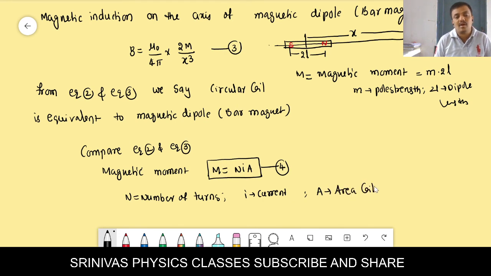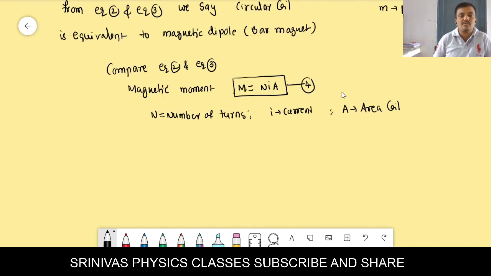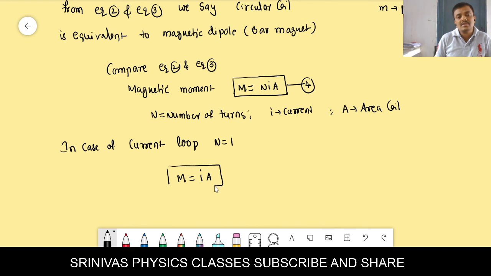For example, if you want to find the magnetic moment of a loop, in case of a current loop, a loop means it has only one turn, that is, the number of turns is equal to one. Then the magnetic moment formula becomes, on substituting, simply I into A. That means a current carrying coil behaves like a magnet and its magnetic moment formula is this one.